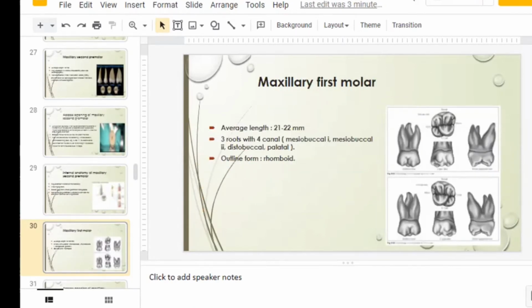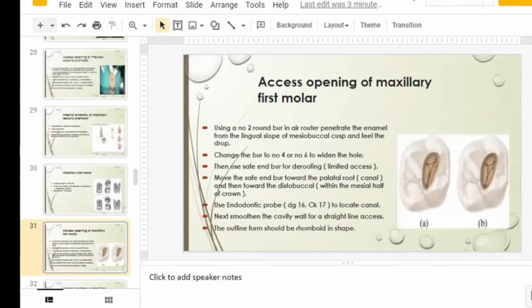Now comes the maxillary first molar. Again, these steps are the same. Here, everyone listen very carefully. Here it is changing a little bit. So first, use the number 2 round bur. Start at the slope of the mesiobuccal cusp. You have to start at that point. Please note this point. It is very, very, very important.